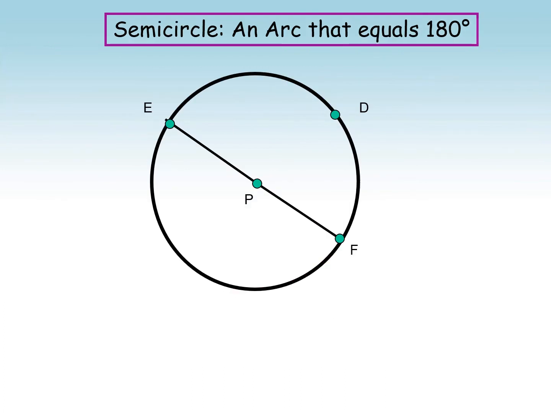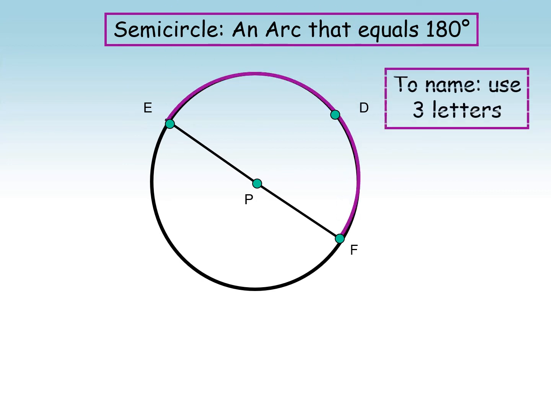Now let's move on to semicircle. It is an arc that equals 180 degrees. So to name it, we use three letters. So we have arc EDF, or the other way around, arc FDE.